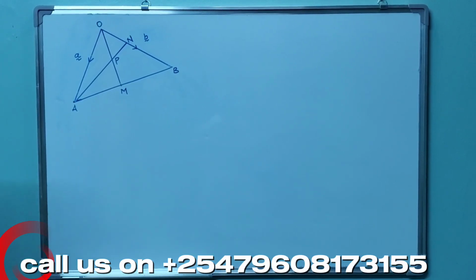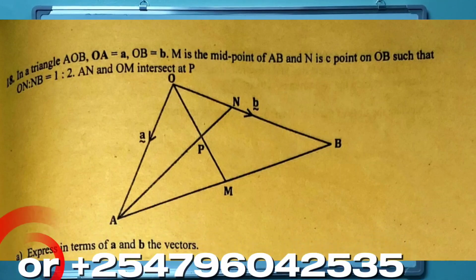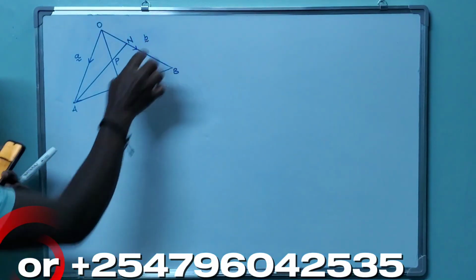My name is Kcse. Today we are going to work on this question. It's a question of vectors. It will be displayed on your screen. So the question says, in a triangle AOB, OA equals vector A, written there. OB equals vector B, has been written there.